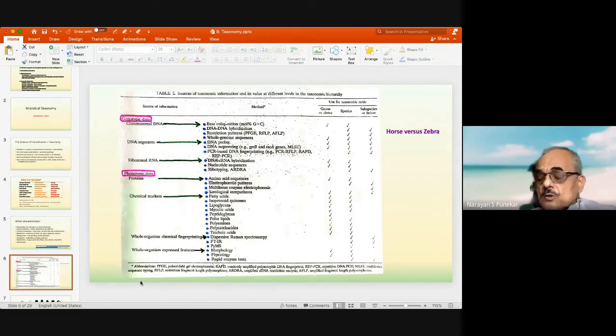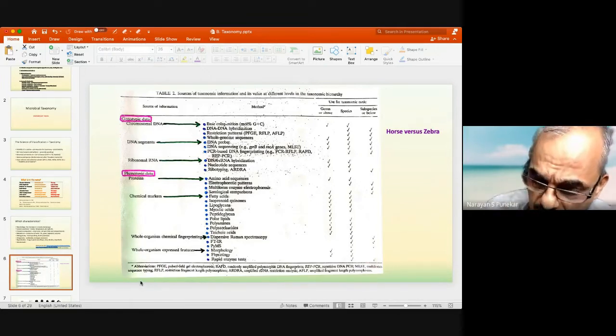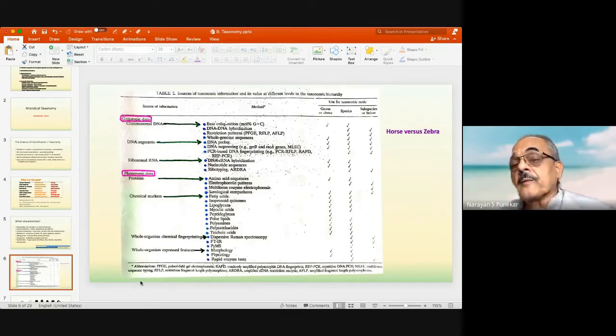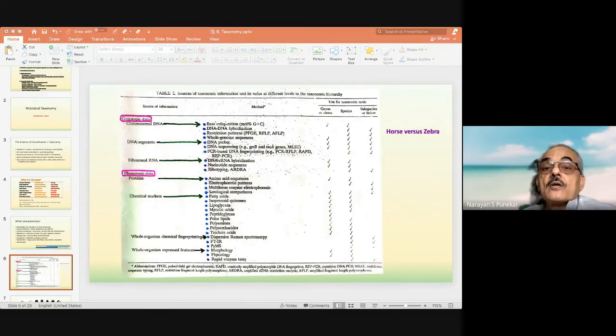Okay, so assume this was a very interesting interview question. Somebody asked, how do you distinguish a horse from a zebra? So does anybody have an idea how to distinguish? Suppose you are given a horse and a zebra, and you have to tell that they are different and they are different species. How do you figure it out? Anybody know? So this was an interview question.